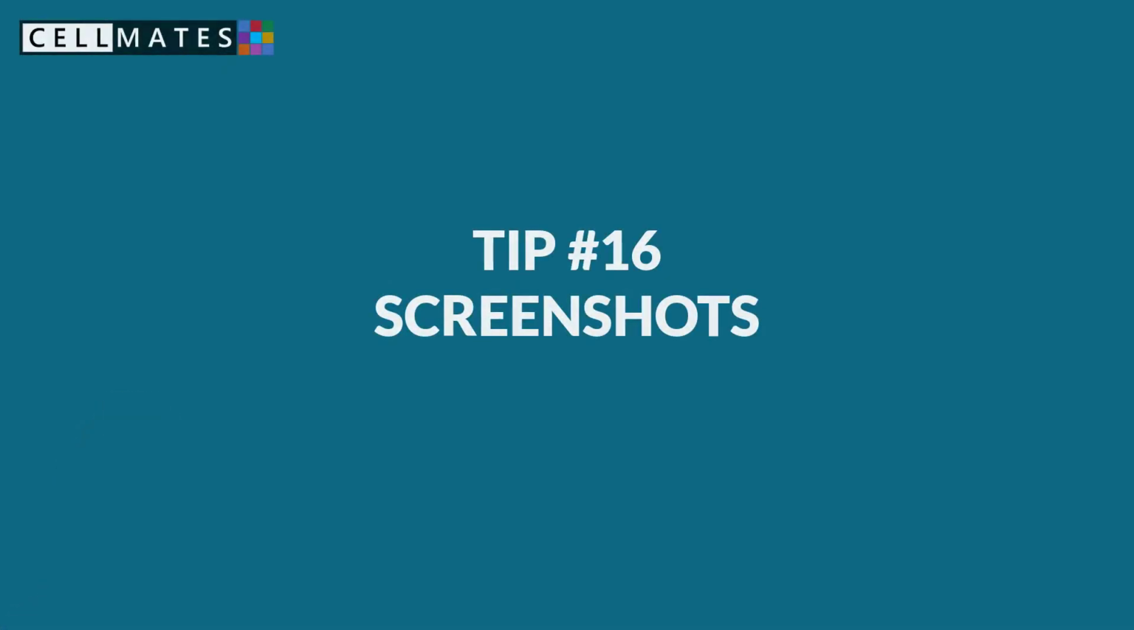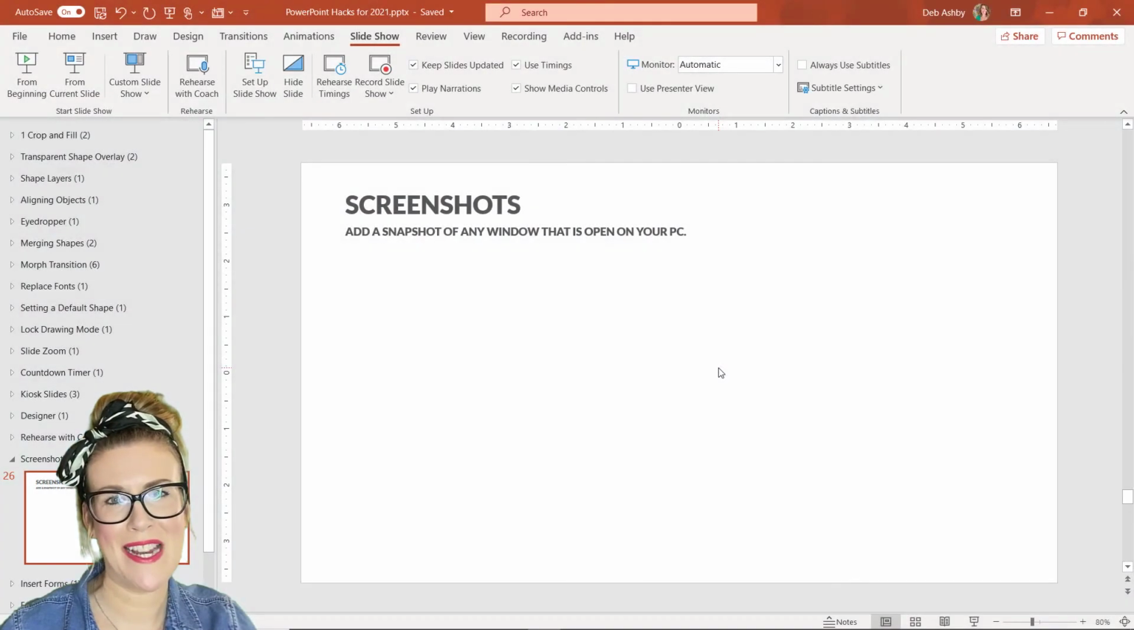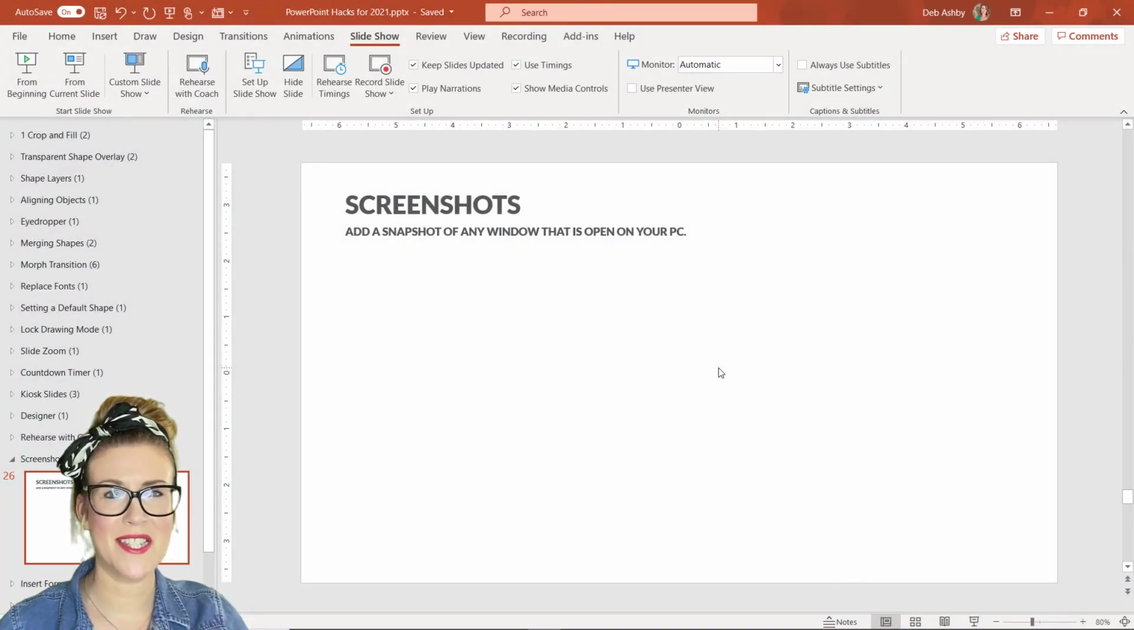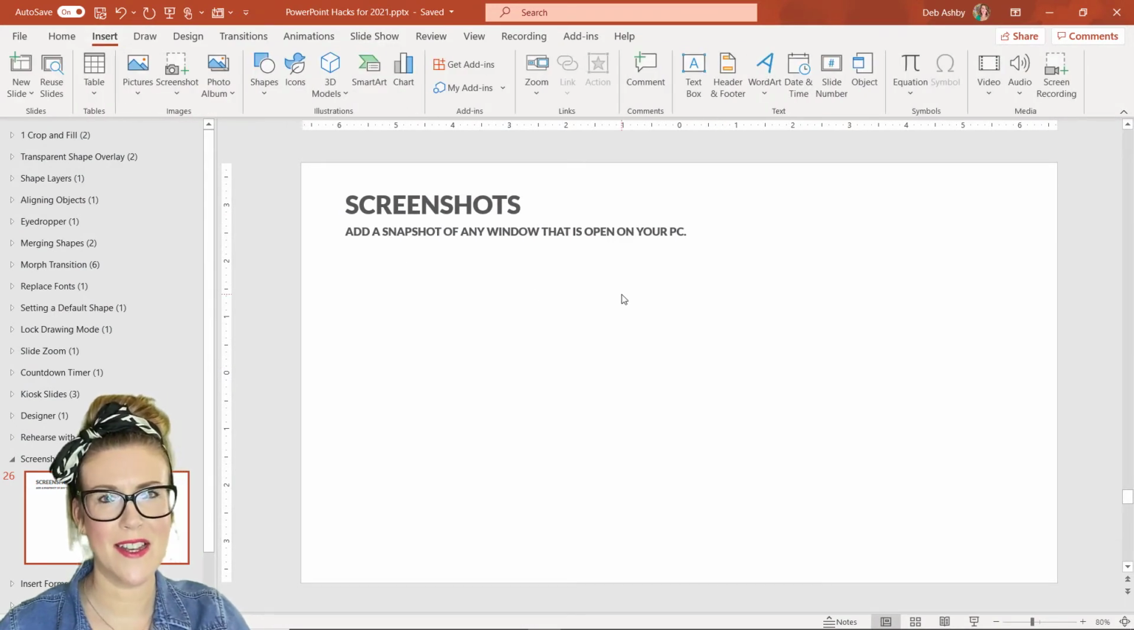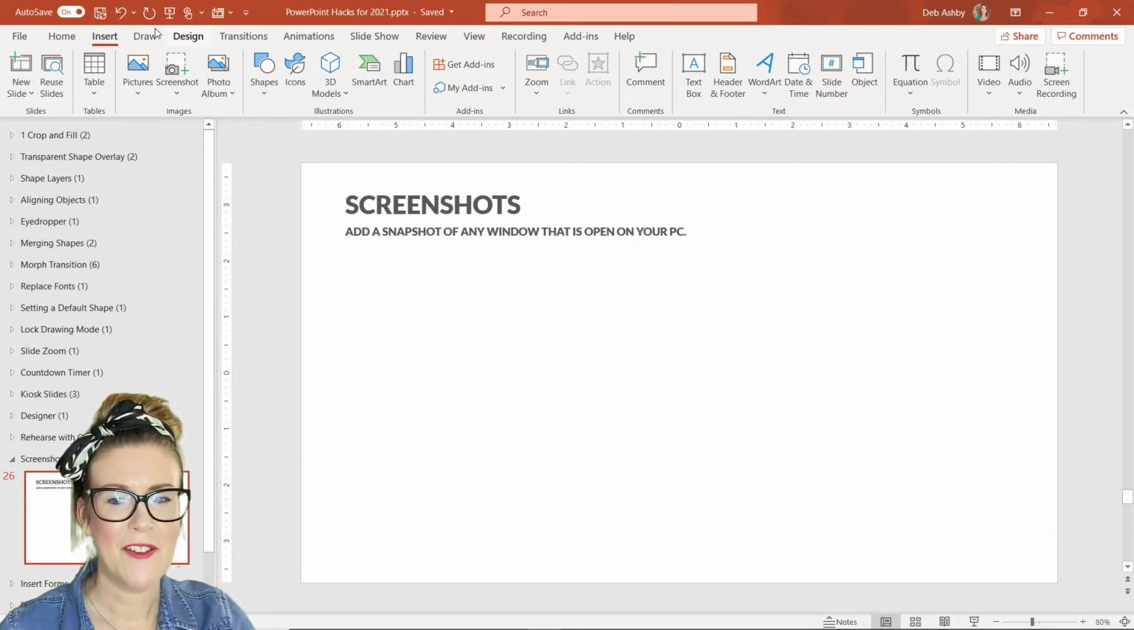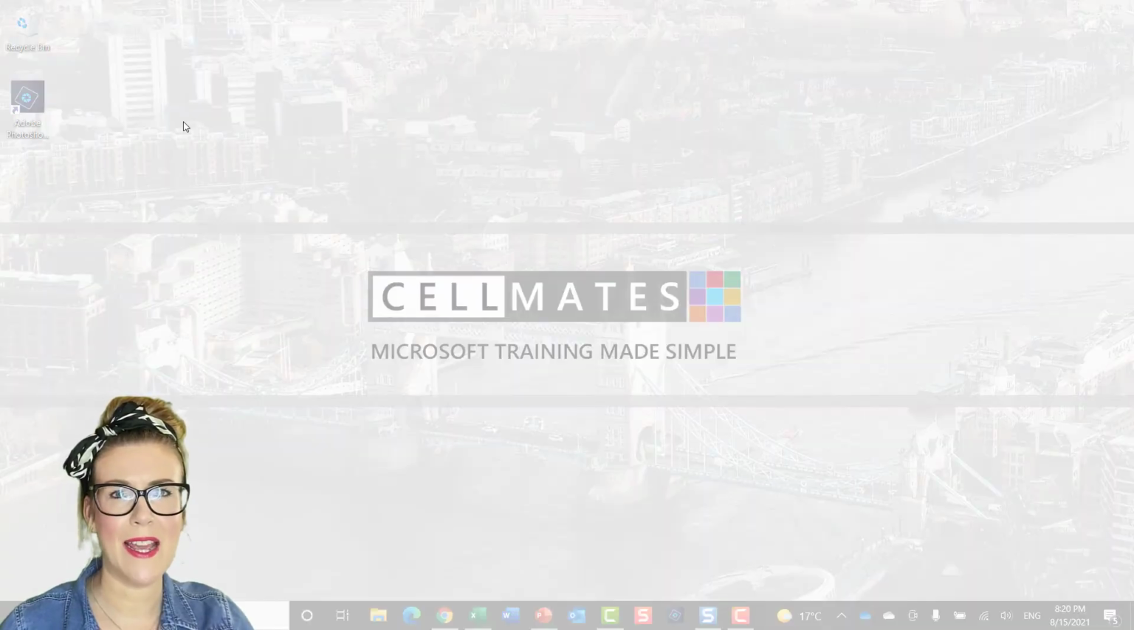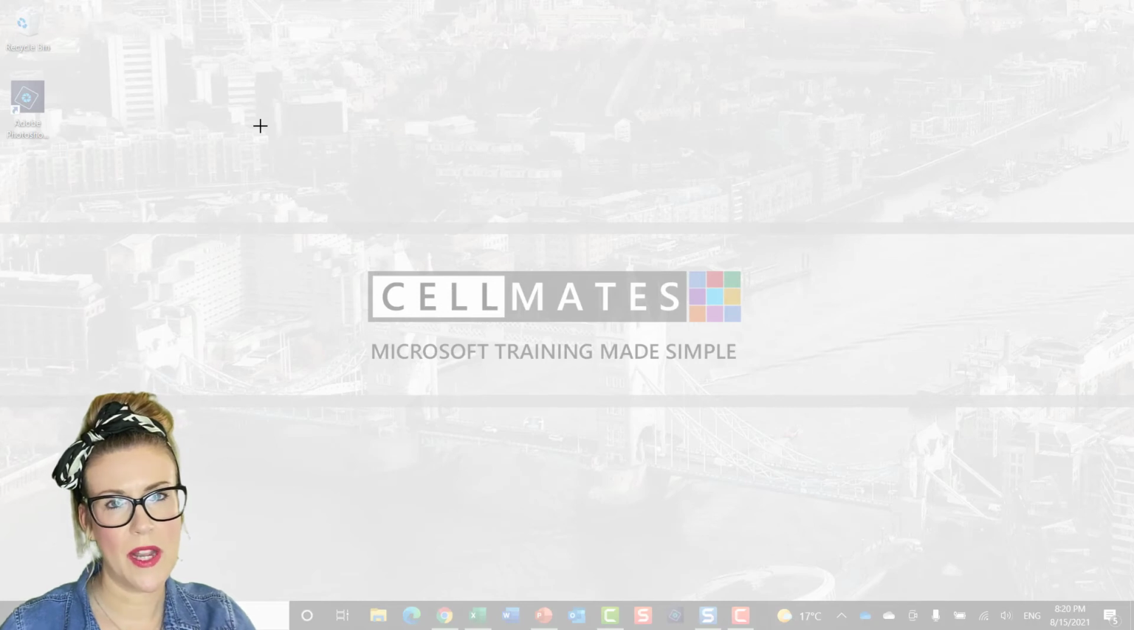Tip number 16, screenshots. Most of us are fairly familiar these days with taking screenshots and inserting them into different applications. But one of the cool things with PowerPoint is that we can insert a screenshot directly from within PowerPoint, so no messing around with the print screen key or anything like that. From the Insert tab, we have a screenshot option. We can choose screen clipping, and basically it will minimize PowerPoint and reveal whatever you have behind. So whatever you want to take a screen clipping of, make sure you have that open behind PowerPoint.